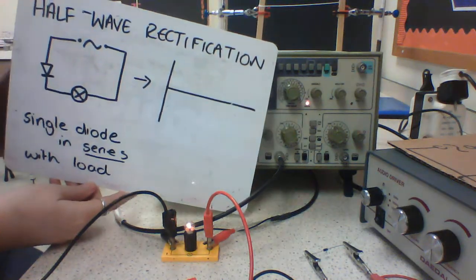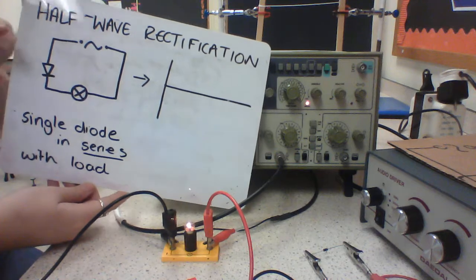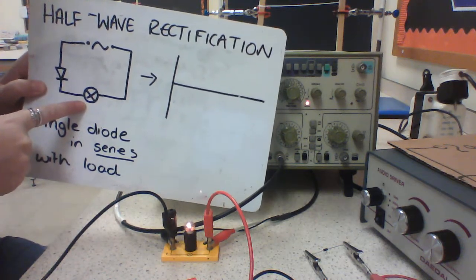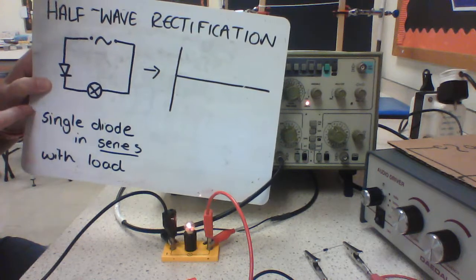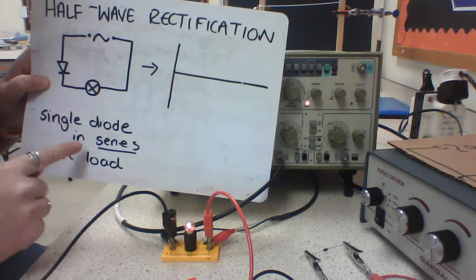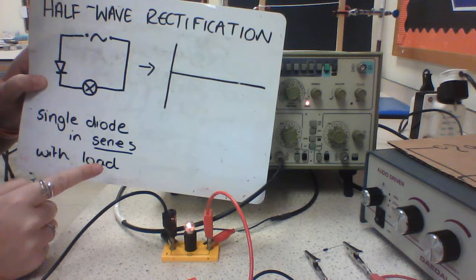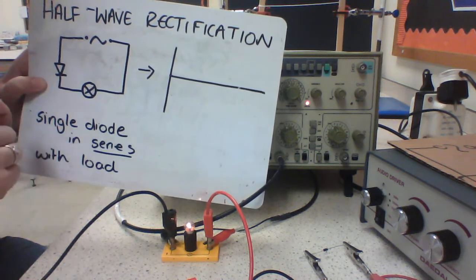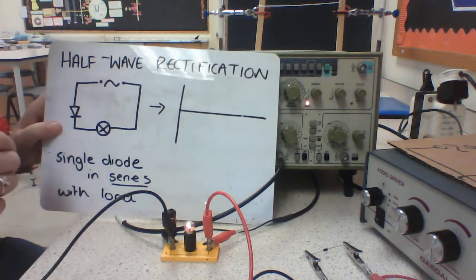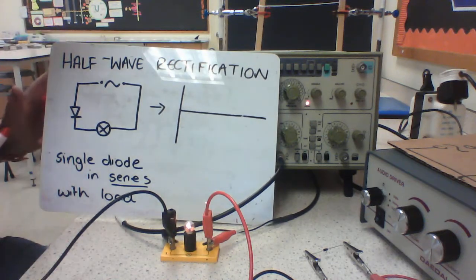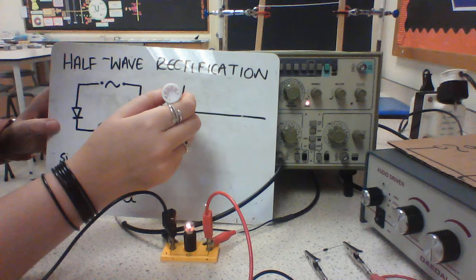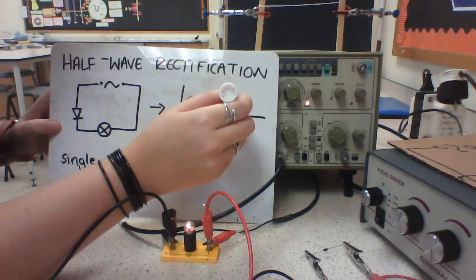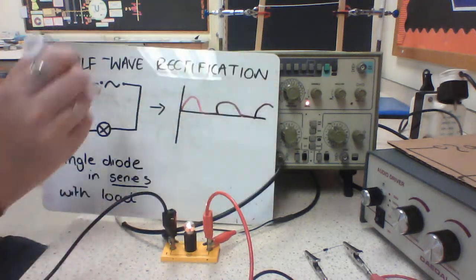The way I achieve this is my AC power supply, a diode, and the load. I've used a bulb. Most of the time it will be a resistor in the circuit. That's a single diode in series with the load, and then I've got a voltmeter here measuring my power supply. When I do that, it's going to draw something opposite to what we've seen, but you get the half wave, rests for half a cycle, half wave, rests for half a cycle, half wave.